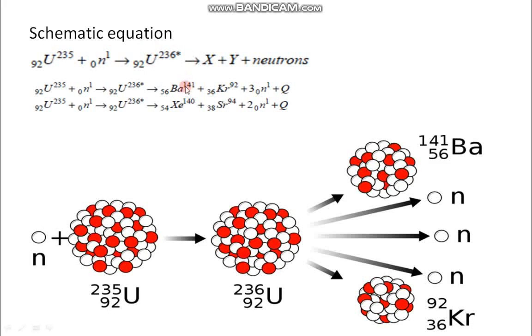X and Y can be barium and krypton, or xenon and strontium, and Q is the energy released in the reaction. This is the pictorial representation of this equation. That is, when uranium-92-235 is bombarded by a slow moving neutron, the nucleus becomes unstable uranium-92-236 and splits into barium 56-141 and krypton 36-92, releasing 3 neutrons and energy Q.